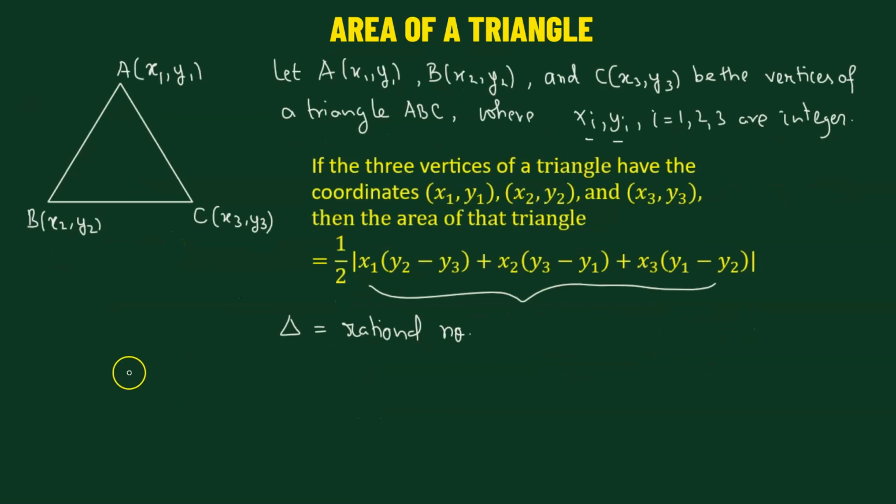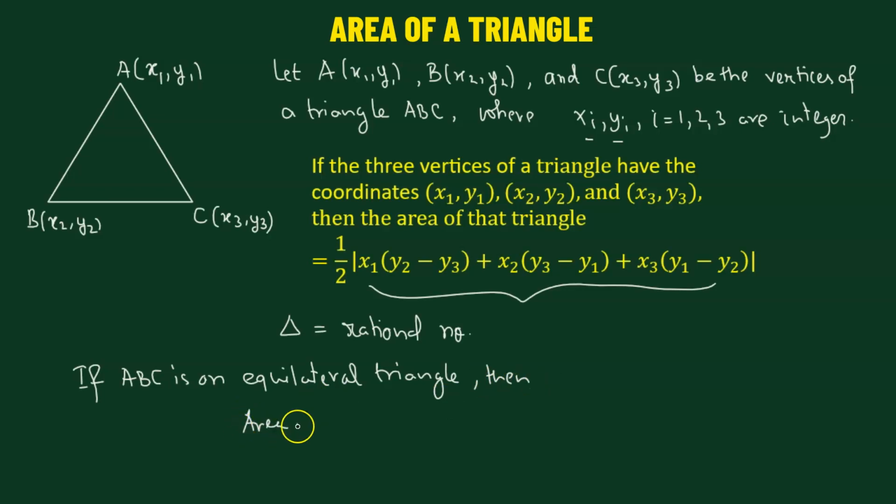Now, if ABC is an equilateral triangle, then the area of the triangle ABC is going to be given by the formula: square root of 3 over 4 multiplied by side squared. So that is how we can find out the area of any equilateral triangle. Now clearly, since it's an equilateral triangle, AB will be equal to BC and BC equal to CA.